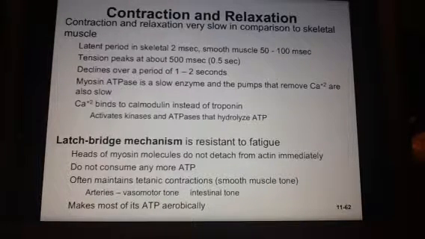So they don't detach from the actin immediately. They don't consume any more ATP. It makes most of the ATP aerobically.